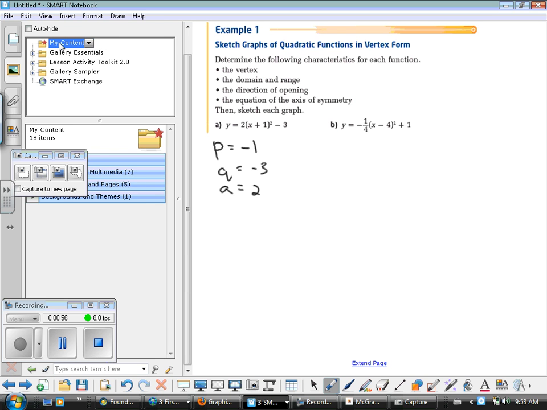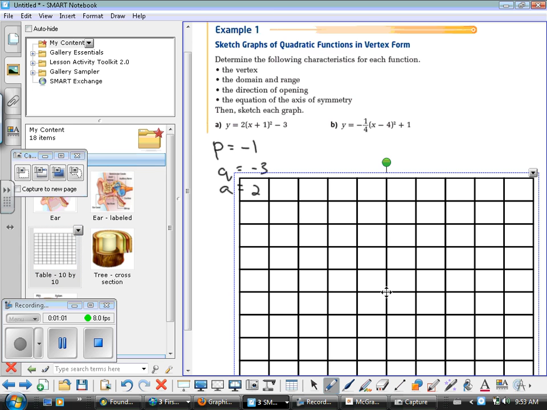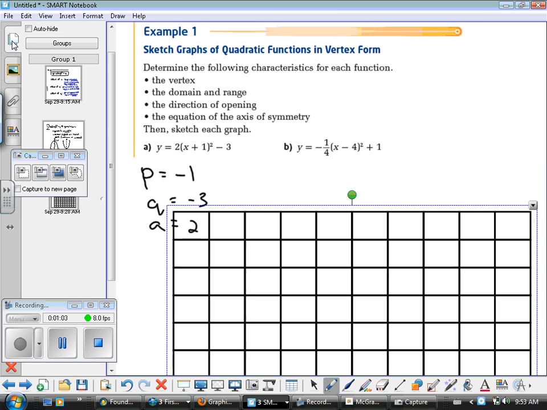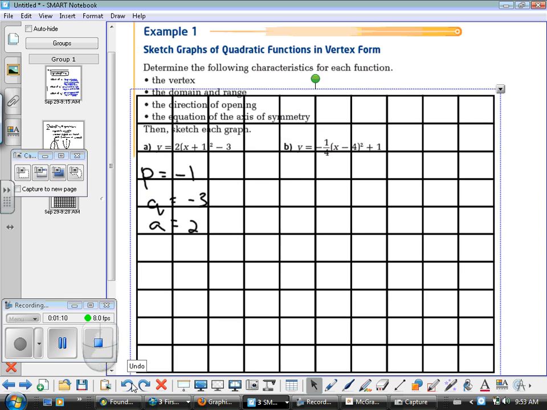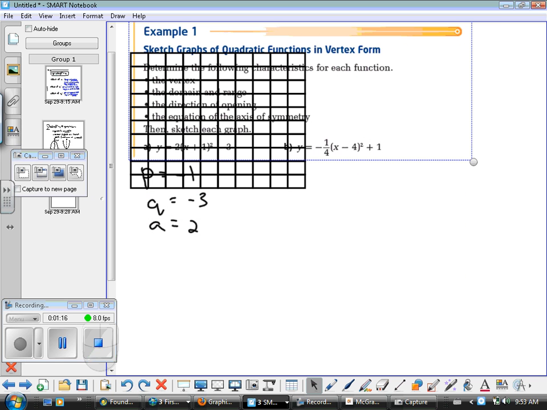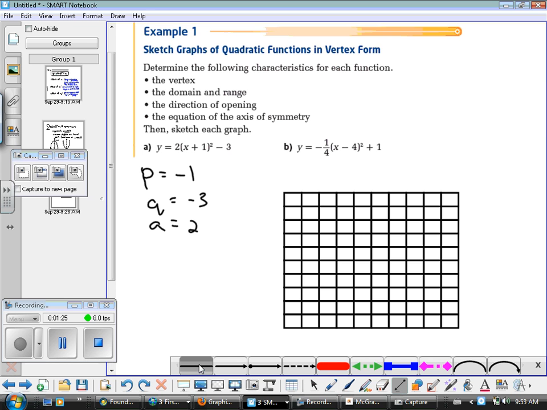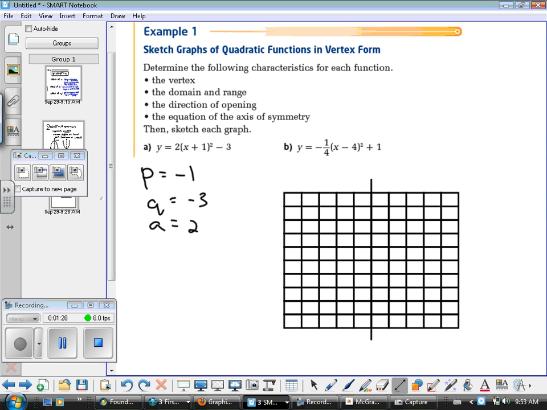Sorry, just let me grab myself a piece of graph paper. There we go. Let's make that a little bit smaller. Sorry about that. Okay, I'll put my x and y axes right here.